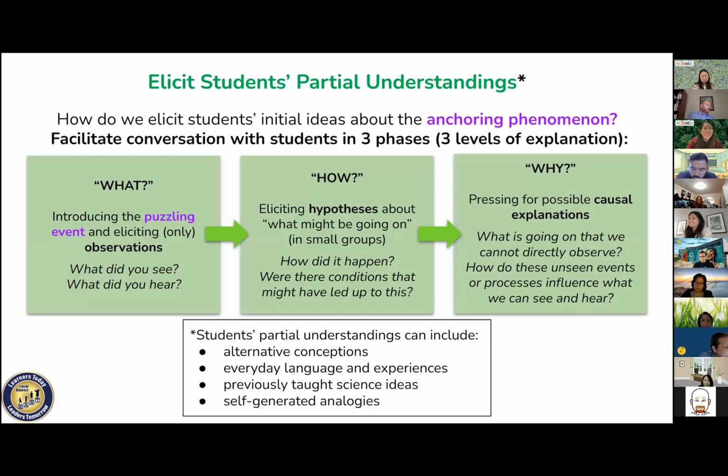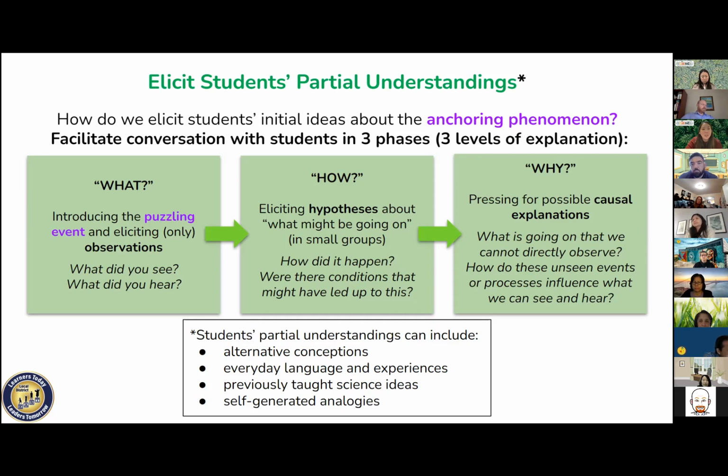So that next slide is an overview of these three phases. We want to build up students' understanding to go beyond just the what and into the how and the why. So they may have partial understandings, and they could be alternative conceptions. They might be just using everyday language and experiences rather than the key terms and scientific language that we want them to gain and understand. Maybe they're building on previous science ideas or their own analogies to things that they have experience with.